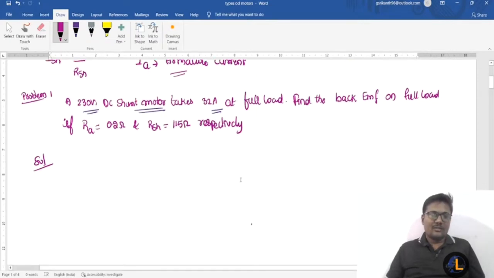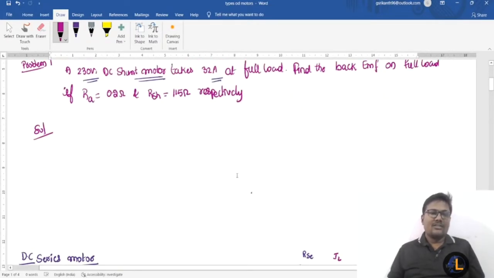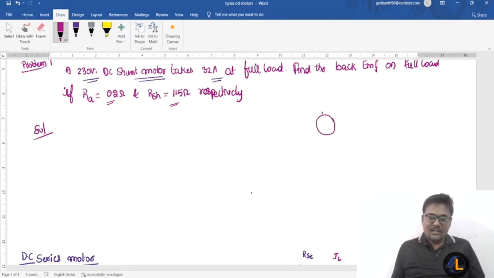So coming to this problem, a 230 volts DC shunt motor takes 32 amperes at full load. Find the back EMF on full load if armature resistance is 0.2 ohms and RSH is 115 ohms. First of all, draw the diagram of the shunt motor. So the supply voltage V is equal to 230 volts.